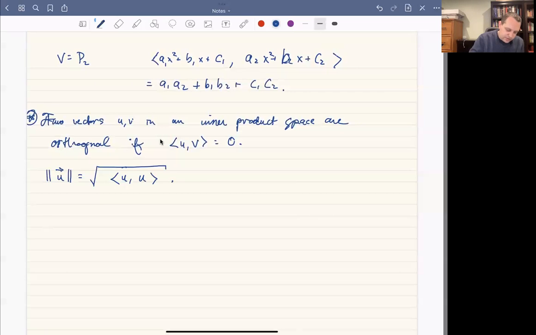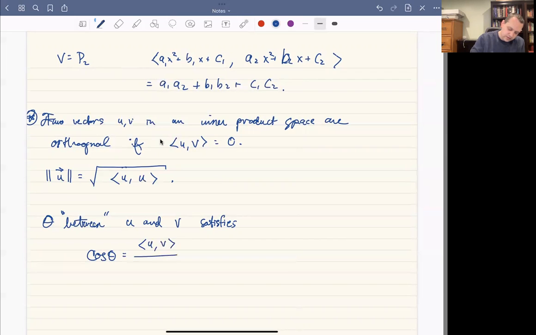And finally, we can talk about the angle between two vectors. Between is kind of not the right word anymore, but we still use it. The angle between u and v is still going to satisfy cosine of theta equals the inner product of u and v divided by the length of u times the length of v. That's how we find the angle between arbitrary vectors. And all of the stuff that we've done up to this point is completely generalizable to arbitrary inner products.